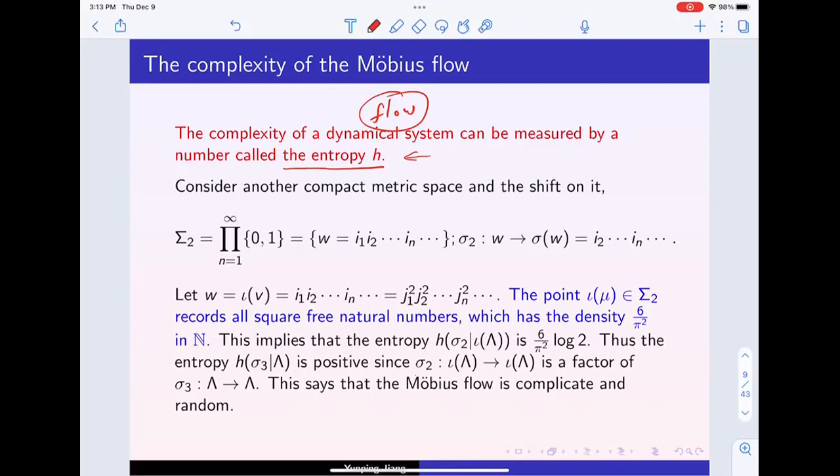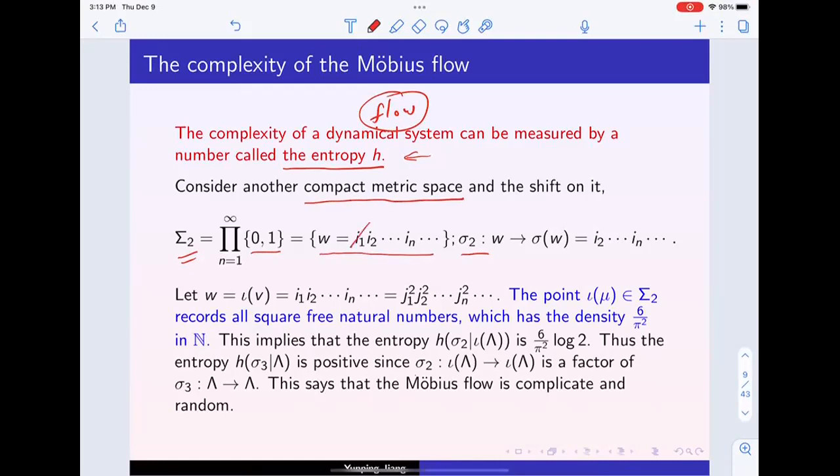So how do you measure the entropy? For the Mobius flow, you have 3 letters. Sometimes it's not very easy to calculate this entropy, but somehow you can project Sigma 3 into Sigma 2. Sigma 2 will have 2 digits, only 0 and 1. You also take the infinite product. That is again a compact metric space. And you also have a shift. This we call small sigma 2.